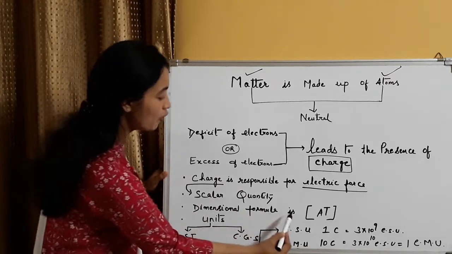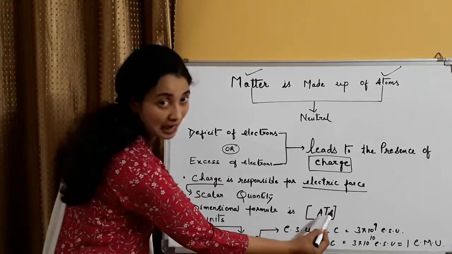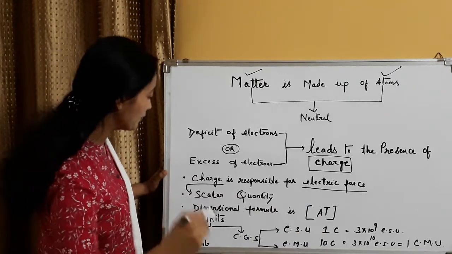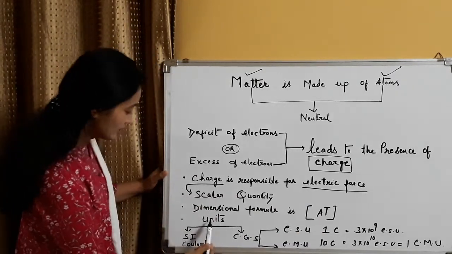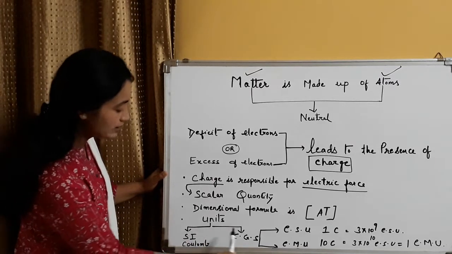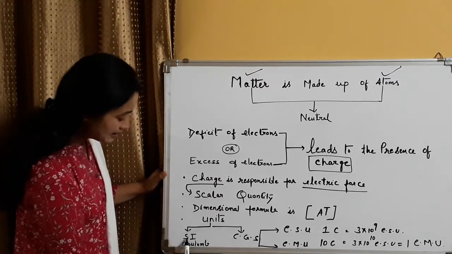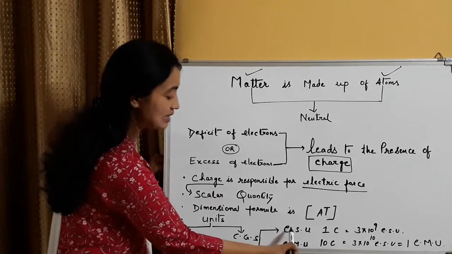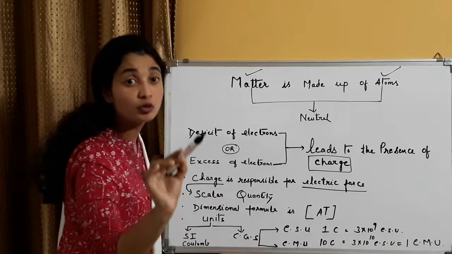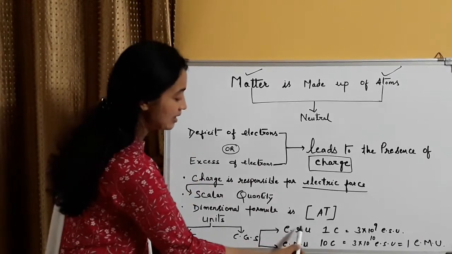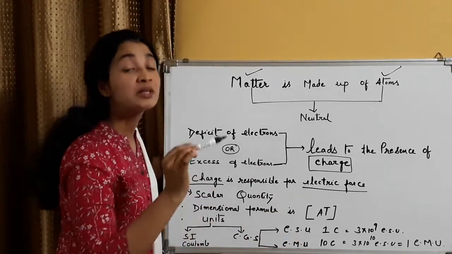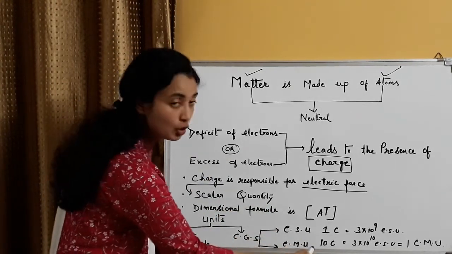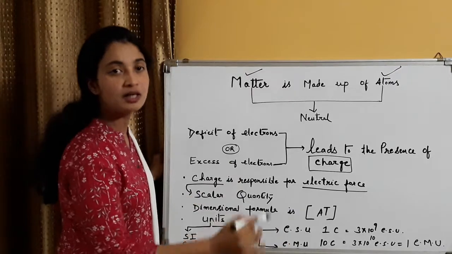Its dimensional formula is ampere times time. Ampere for current and time for the fundamental unit of time. Units, as we know, it has SI units and CGS units. The SI unit of charge is coulomb and the CGS unit can be expressed as ESU. You can write down the full form in your notes. ESU stands for electrostatic unit, and the other unit is EMU, which is electromagnetic unit.